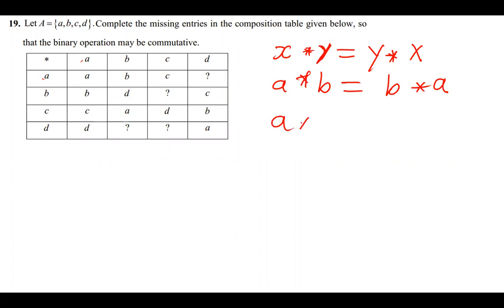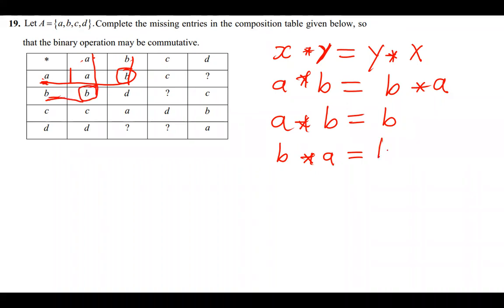So A star B, our A is there and our B is there. The meeting point of A and B is here. A star B, the answer is B. So we write B there. Let us also find B star A. Let's see if it's going to give us B. So B is here, then our A is there. B star A, they are meeting at this point. So the answer is still B, which makes this table obey the commutative law.